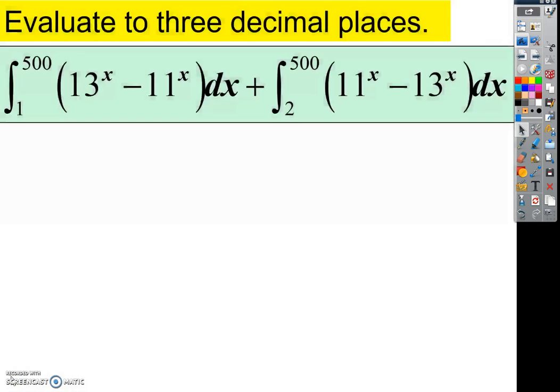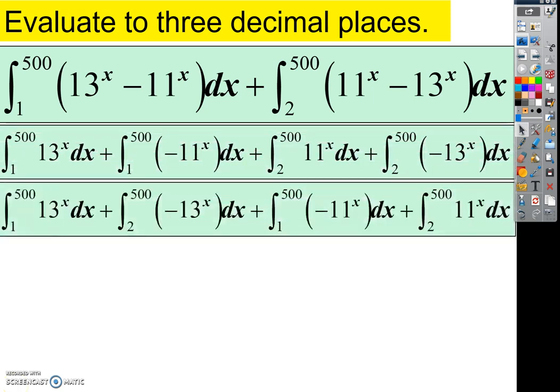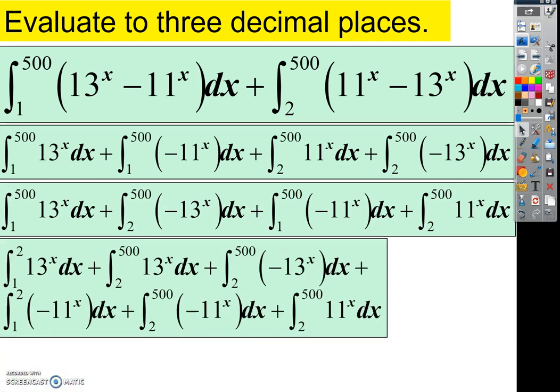One more example, this would be integration. And so the integral of these, so we've got these two different ones. They're very close together, so you can break it into each piece. Then you can move the pieces together. Then we take from 1 to 2, and then we have already from 2 to 500. So this one from 1 to 500 of 13 to the x became from 1 to 2, and then 2 to 500. So that's the same.